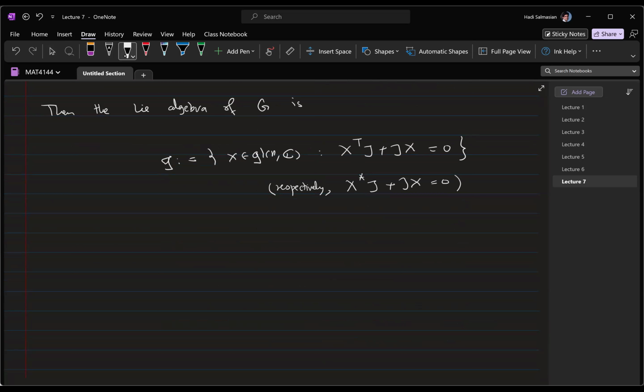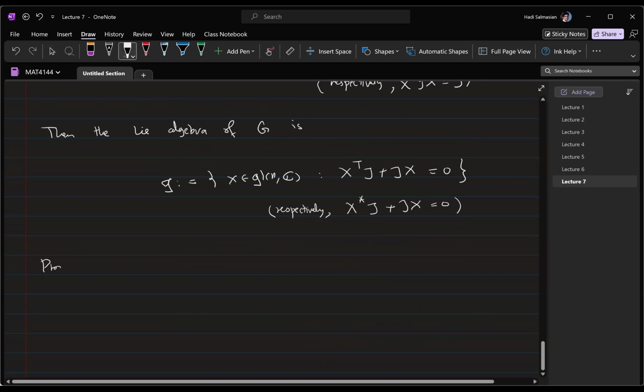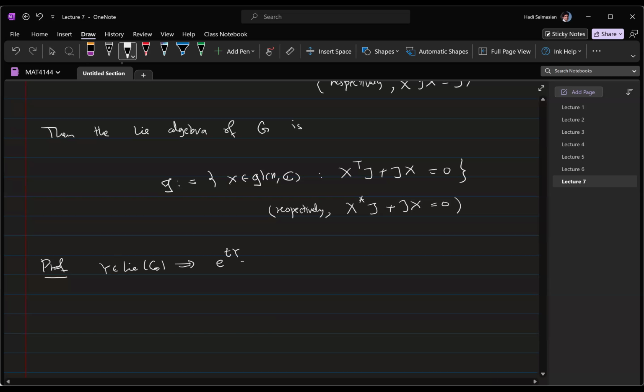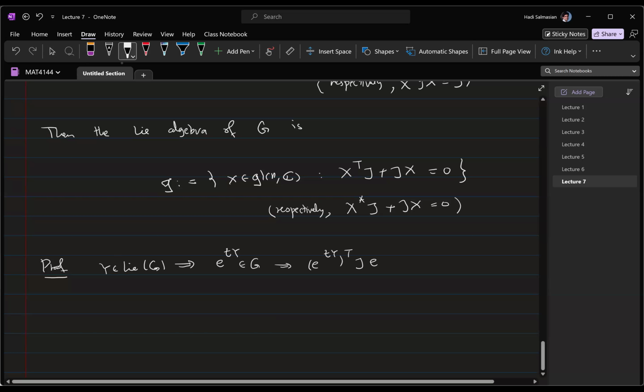Right? And the argument is really, again, some differentiation. What's the argument? What's the meaning of some y belonging to the Lie algebra of G? Y is in the Lie algebra of G means e to the ty is in capital G, and this means e to the ty transpose J e to the ty equals J for all t. I just do the argument for transpose. For the star, you do yourself.